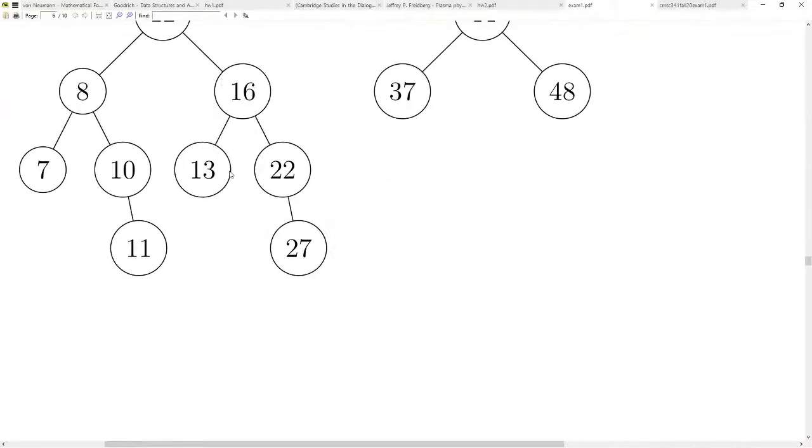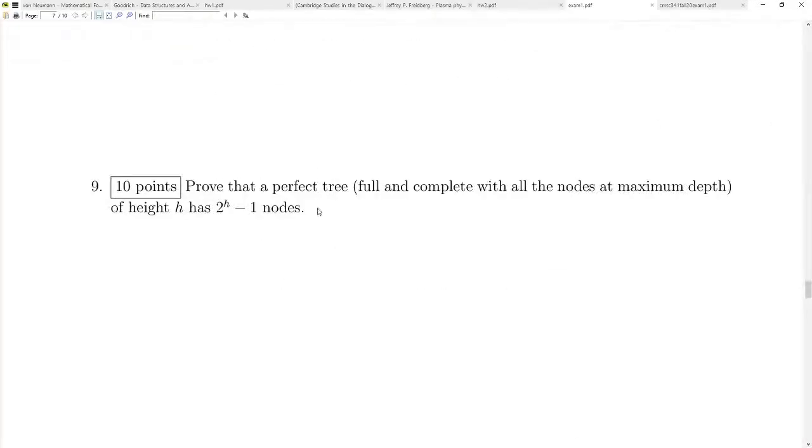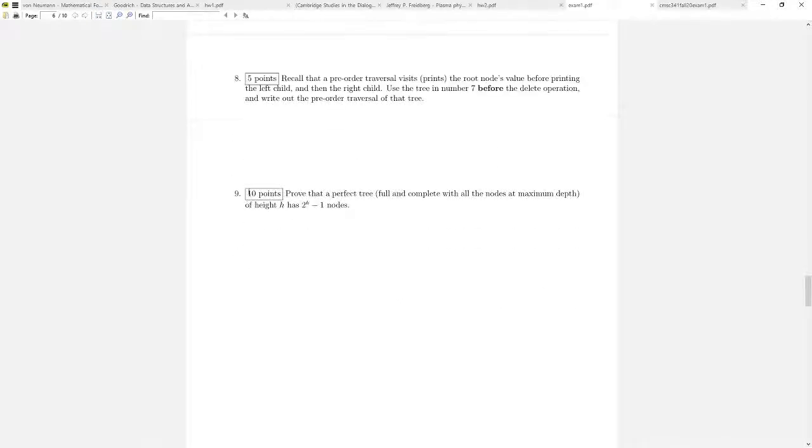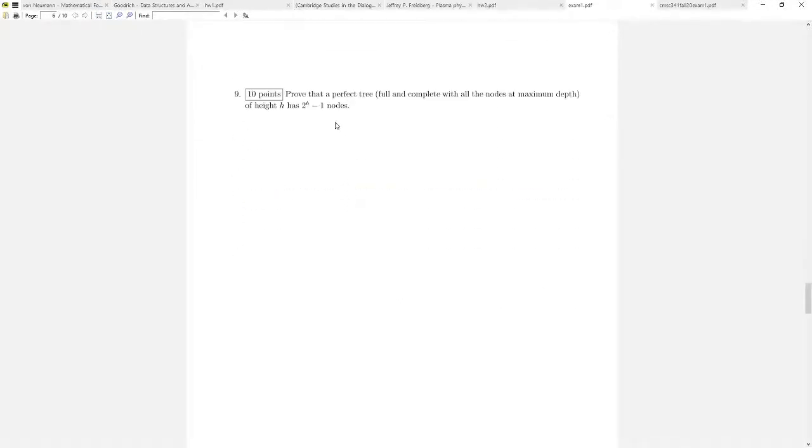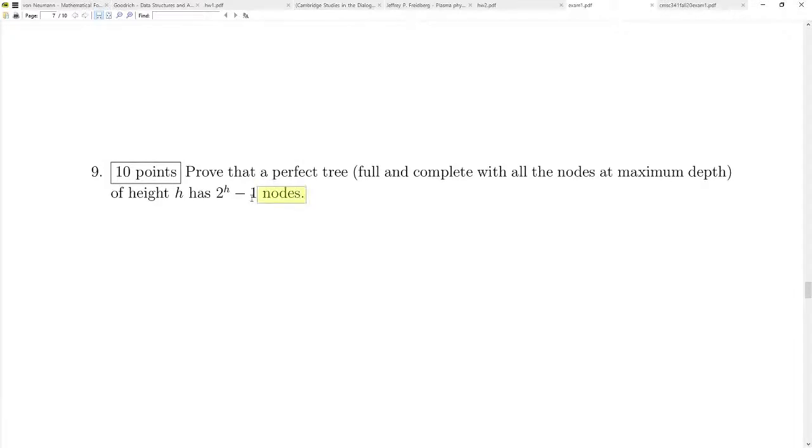Okay, let me look at the exam and see if there's anything else I want to talk about. I won't give this specific induction problem again, but this is a good induction problem. I think I've done this one in class, so it's a good problem.